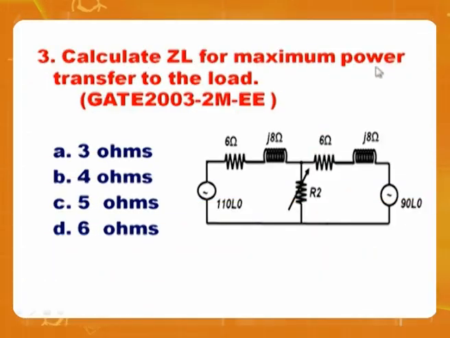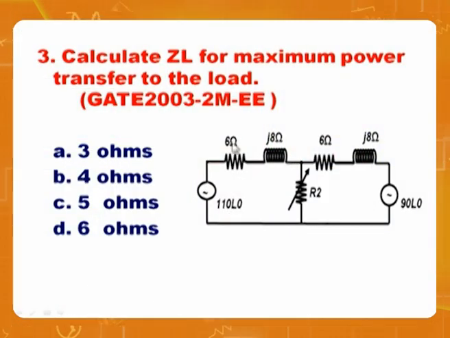Calculate ZL for maximum power transfer to the load. To get 2003, 2 marks. As already told you, why 2 marks given? Because AC is involved. So one thing I have been telling from the beginning, AC and DC and dependent sources should be studied together. Good.